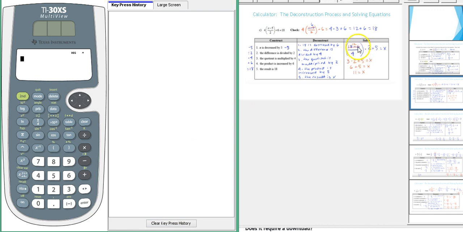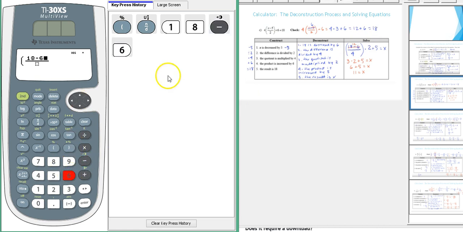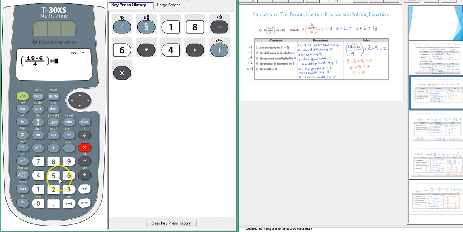Now here in parentheses we have a quotient, so I'm going to start with parentheses, then I'm going to make my fraction. In the numerator we have 18 minus 6. And in the denominator I have a 4, so I'm going to use the down button, 4. I'm going to use the right button and close the parentheses. Then we have times 2. So times 2, notice it uses an asterisk for multiplication, and plus 5. And our result is 11.